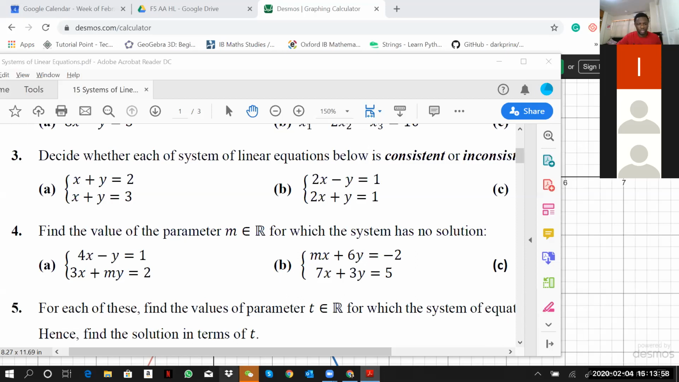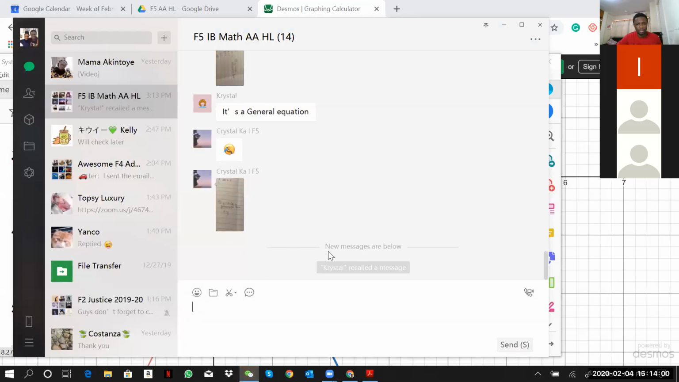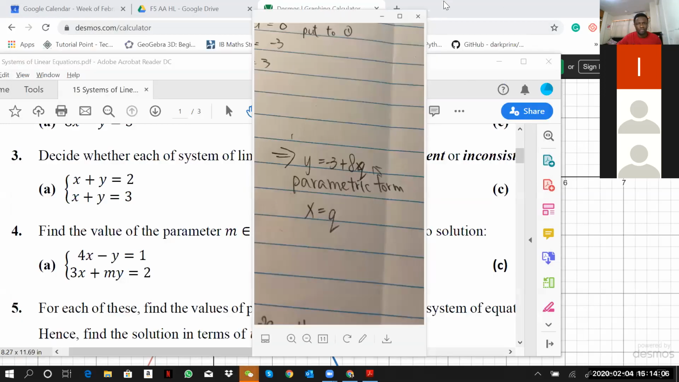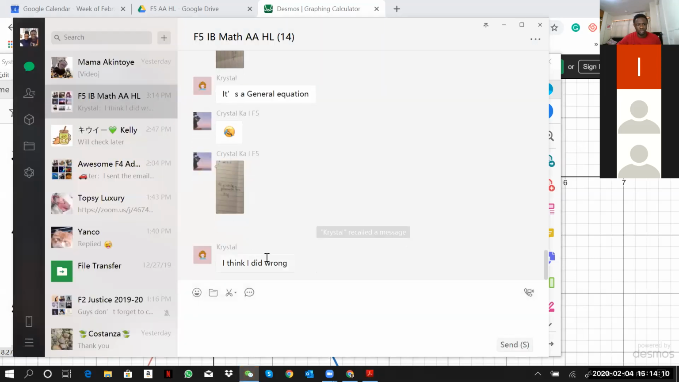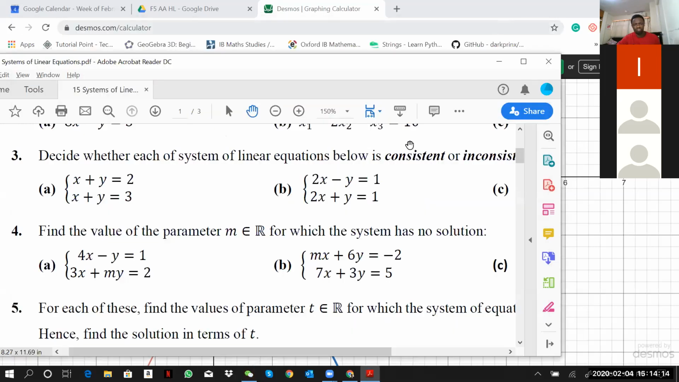Oh, okay. There are messages on the WeChat. Sorry. Which has been recalled. Okay. Okay, now we have it. I think I did wrong. It's all right. We're just trying. Okay, we're all just trying.